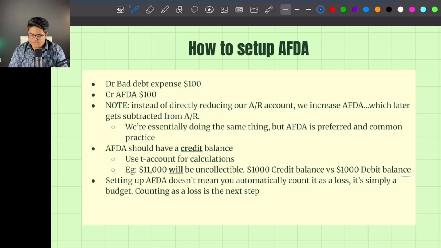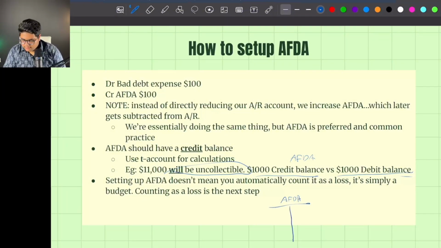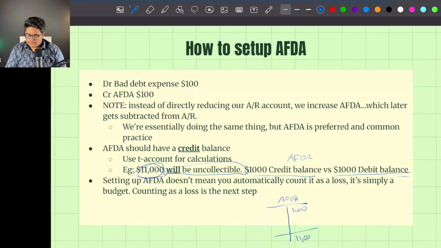Let's say you have $11,000 that you determine to be uncollectible. One example is, let's say you have $1,000 in your credit balance of AFTA, versus you have $1,000 in a debit balance. This is how your T account will look. Let's say you have $1,000 in credit balance, cool. You determine 11,000 will be uncollectible, which means you want to end up with $11,000 in your credit AFTA. What do you got to do to this 1,000 to make it 11,000? You got to add 10,000. So you're going to credit AFTA by 10,000.